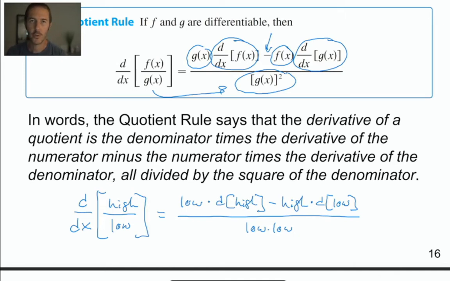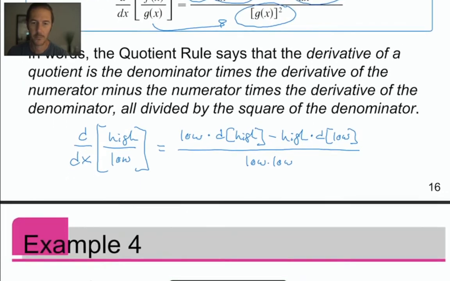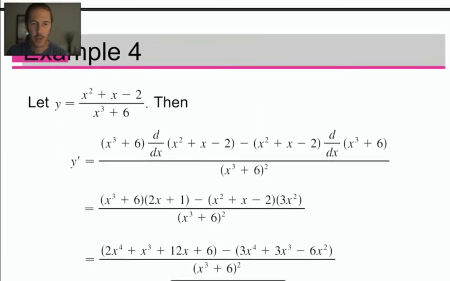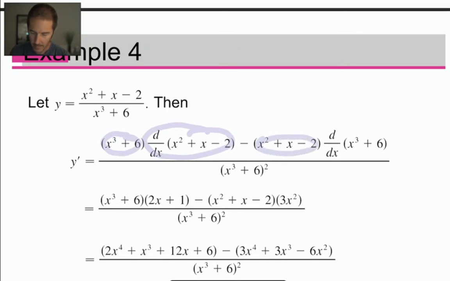As always, choose whatever is going to work for you and give you the most accurate results consistently. And then let's check out an example. So here we've got y equals a fraction. We can see our 2 functions, numerator and denominator. And here is low times the derivative of high minus high times the derivative of low, all over low low, or low squared.